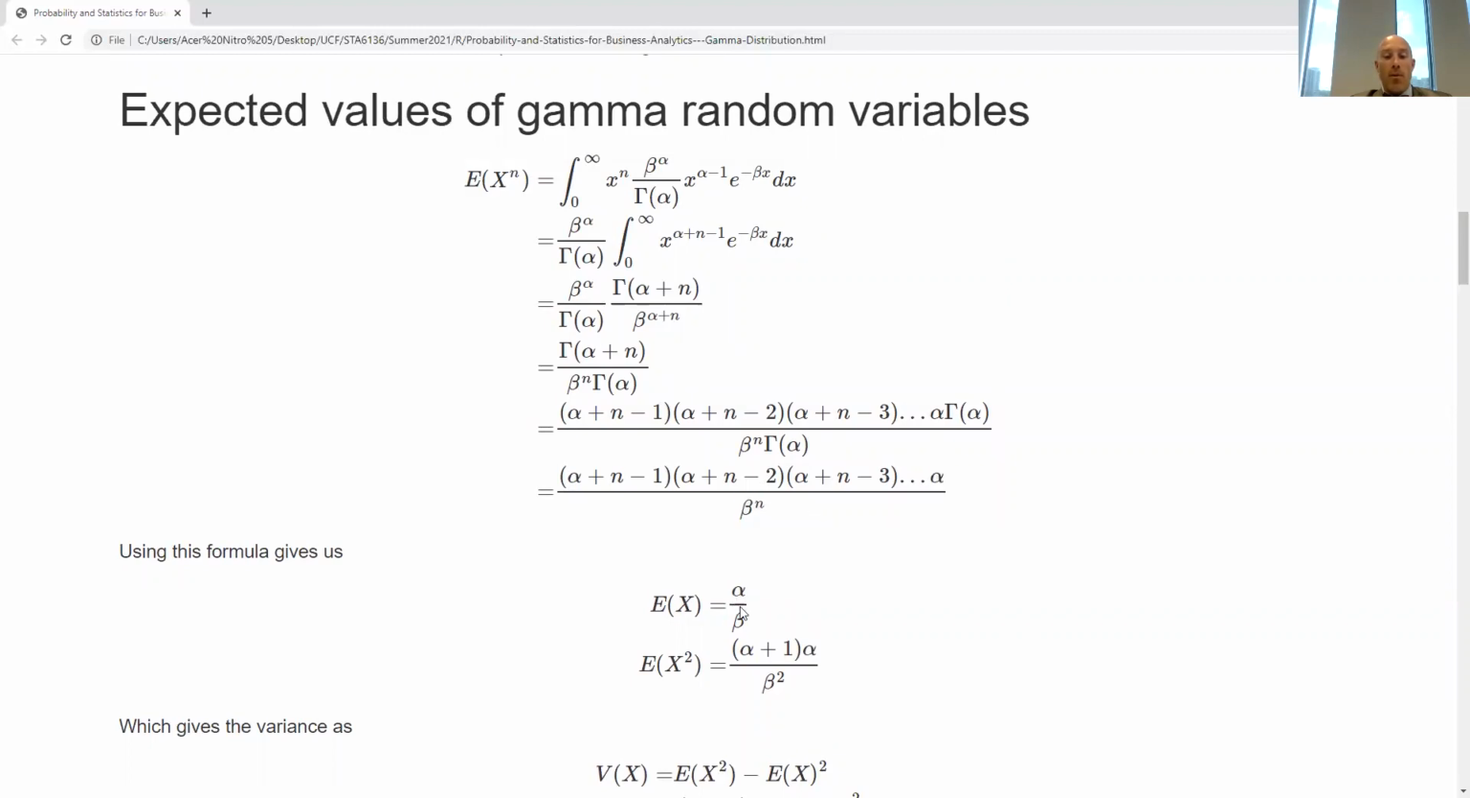Boom, I've got this. Now, when n is equal to 2, I plug in a 2 for here, and then 2 for here, and I see that I get alpha up top. Therefore, I stop, and I'm going to get alpha plus 1 times alpha, and then beta squared. So now I have the expected value of x squared. Then I can compute the variance. For the variance, I'm going to use our familiar formula, and I'm just going to plug in these values that we've just computed.